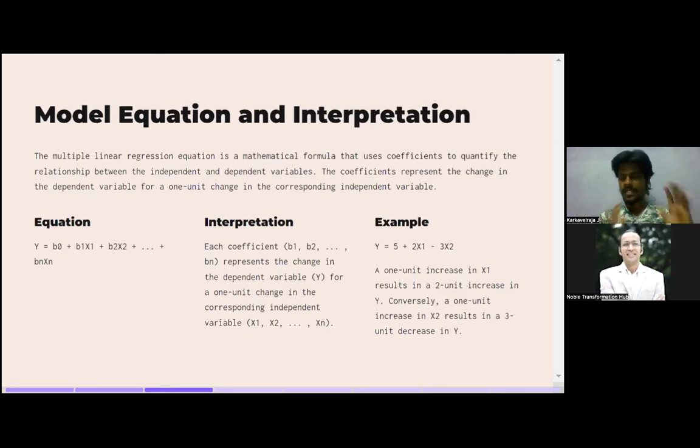Now let's see what it is for multiple linear regression. I hope some of you have an idea of what the equation will be. So, model equation and interpretation for multiple linear regression.